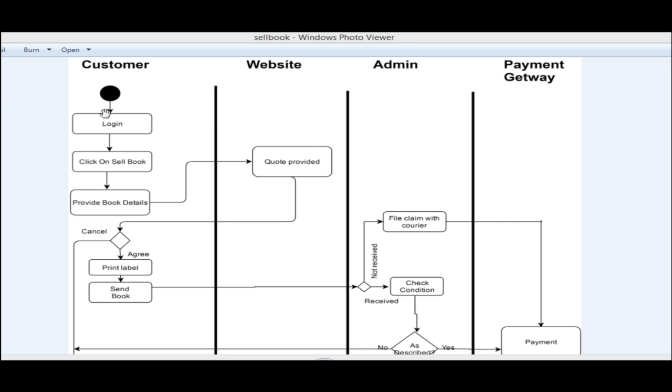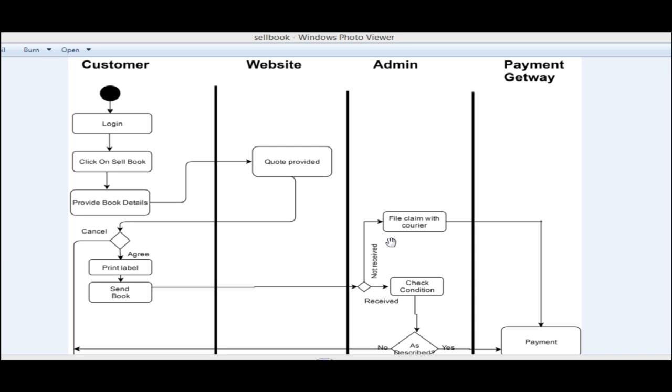The customer must be logged in. The customer clicks on sell book and provides some information about the book being sold. The website provides a quote. Is the quote satisfactory: agree or not? If not agreed, cancel. If agreed, print the label and send the book. The book is then checked: is the book received or not received?